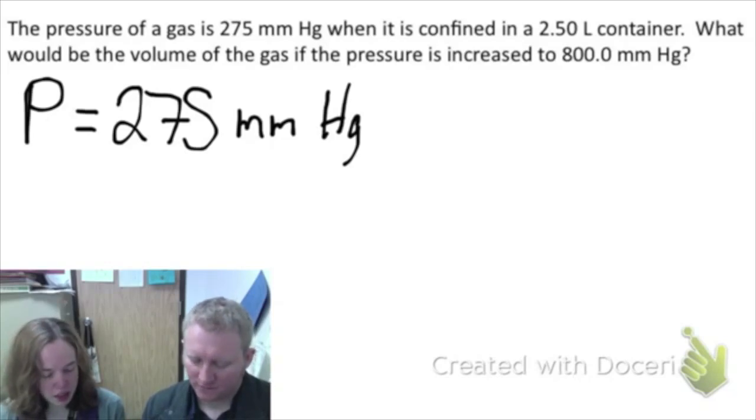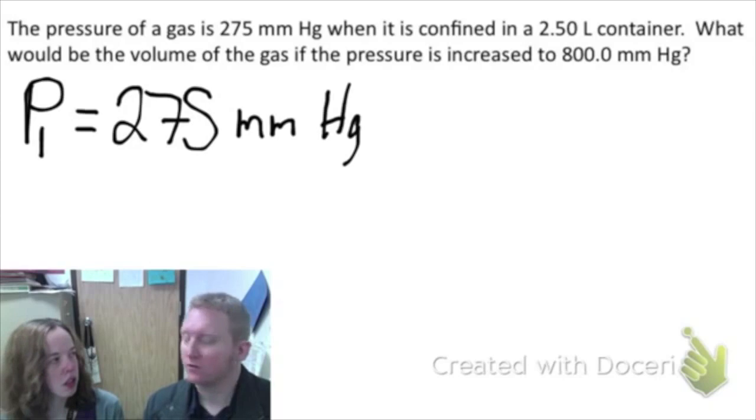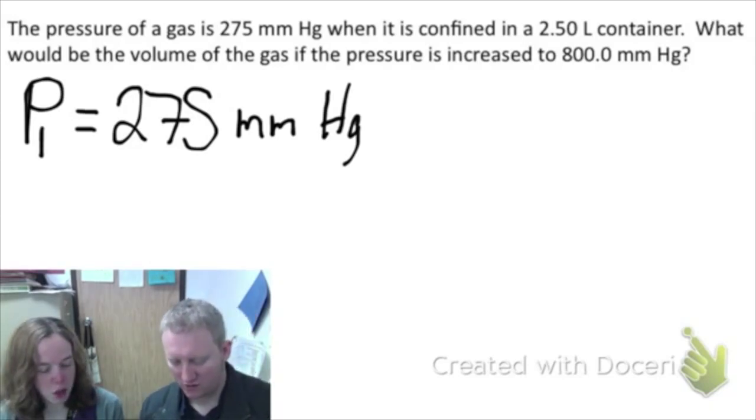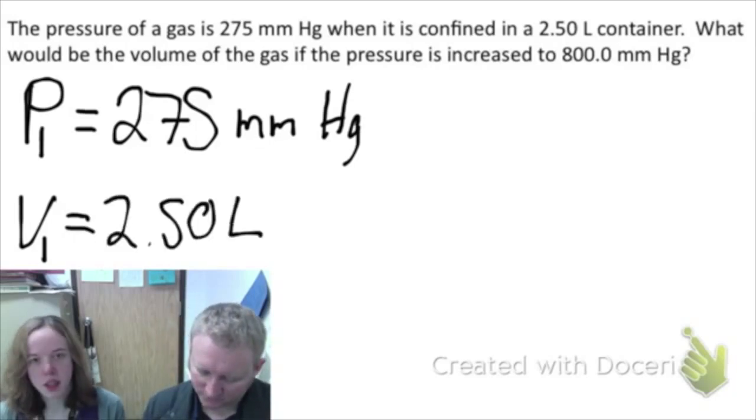Okay. So it's telling us the beginning, so this is going to be our pressure. So this is the first one. All right. And so what's the next thing it tells us? When it is confined in a 2.5 liter container, so that would be the volume. That's the volume, and that's our volume at the beginning, so that's our V1. Okay. 2.50 liters. And we know that's a volume because it's liters.